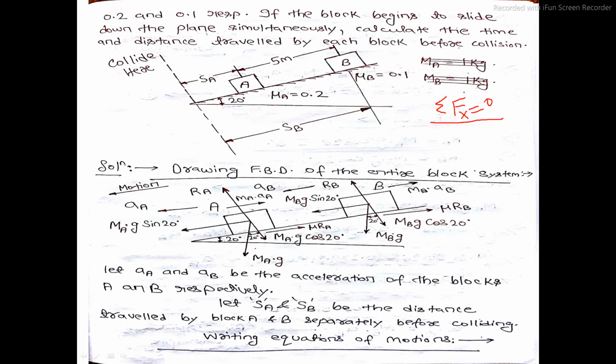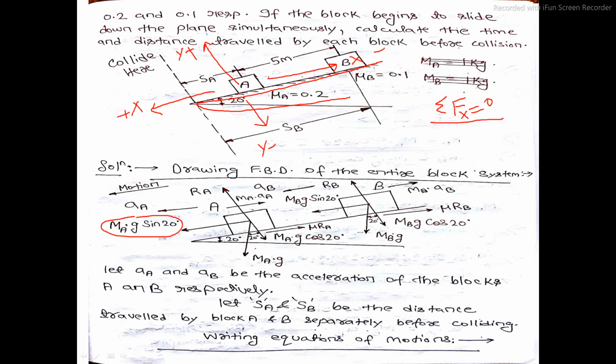So what we can write down? We can write mag sine 20. Okay, let us assume that on this inclined plane, this side x is positive, this side x is negative, this side y is positive, and this side y is negative.